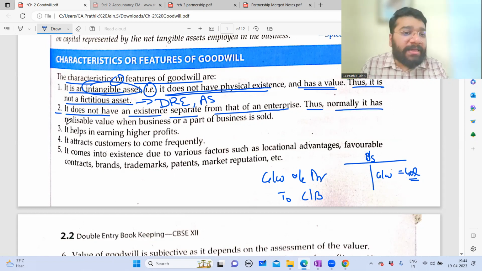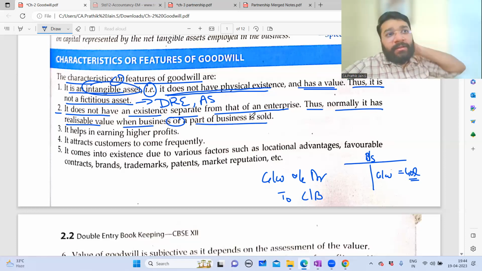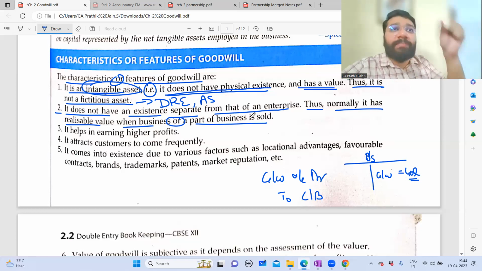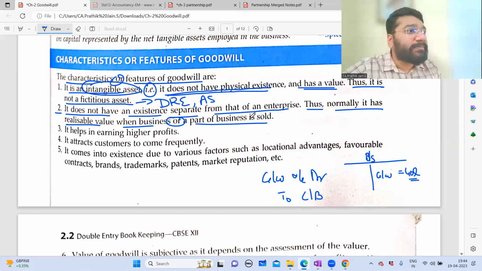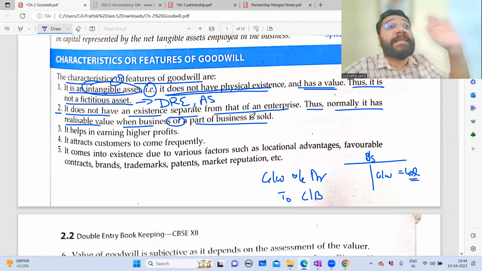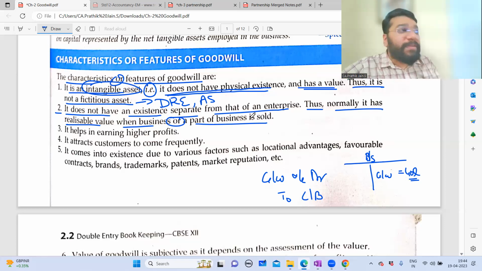Thus, normally it has realizable value when the business or a part of the business is sold. Now today, I can say FFLA is worth 5 crores. I'm telling you FFLA's goodwill is 5 crores. This 5 crore rupees actually becomes goodwill when somebody pays that 5 crores to me and takes FFLA as it is. Here in this case, if Annapurna is paying 40 lakh to Tasty Bite, the goodwill they have paid is called purchased goodwill. If somebody pays 5 crore rupees to FFLA as goodwill, that 5 crore rupees for that person is purchased goodwill.